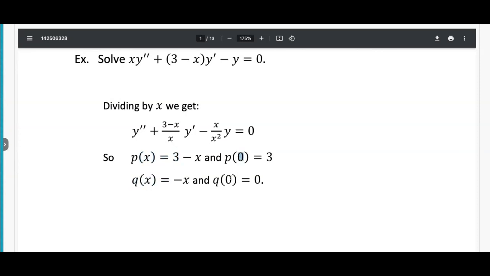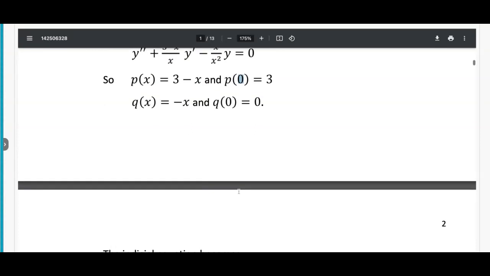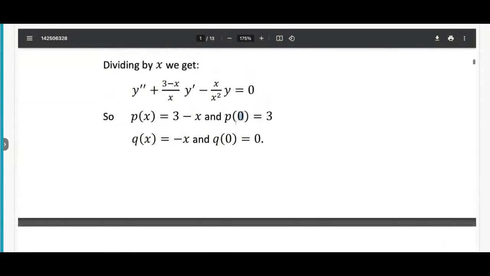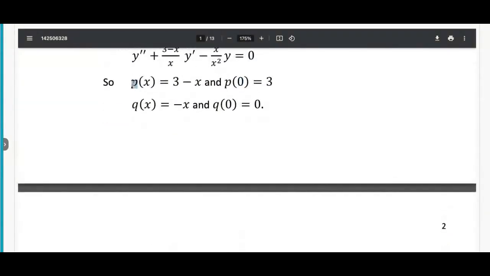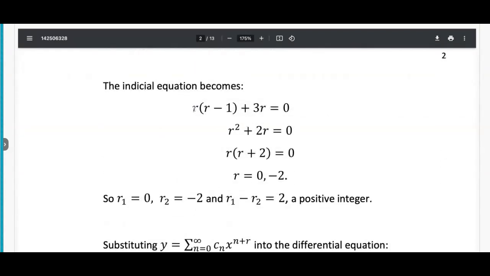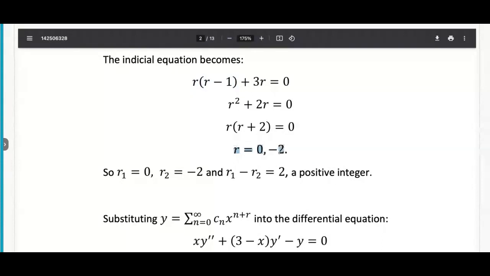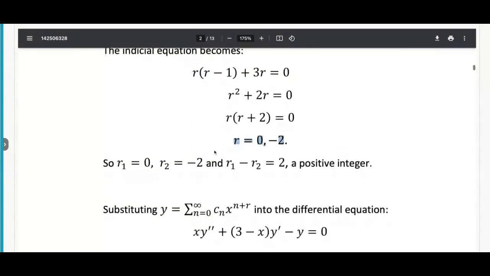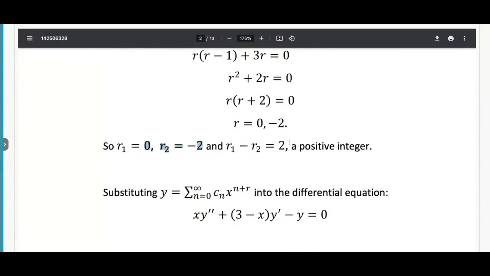So of course 0 is in the domain. But because we're talking about a solution with a power series, we use the word analytic, which means 0 is analytic for P and Q. So for the initial equation, we have this r times r minus 1 plus 3r. Right, we solve, we get two integers. And two integers, of course, differ by an integer.